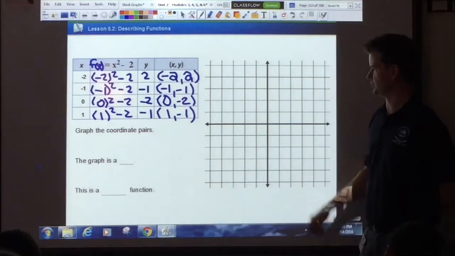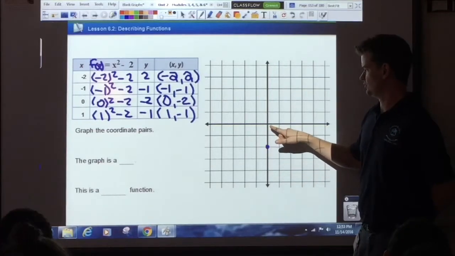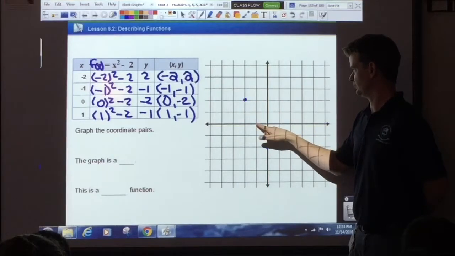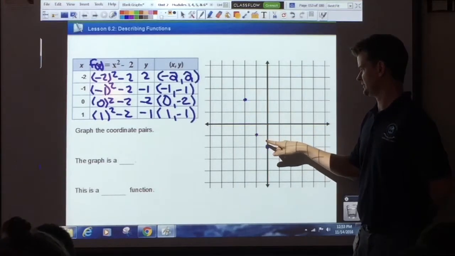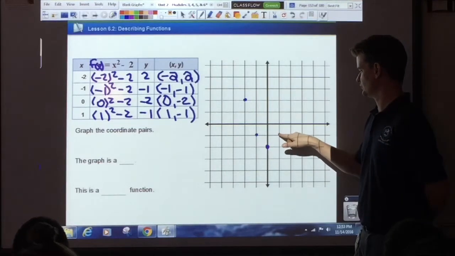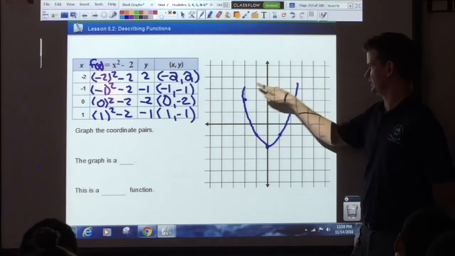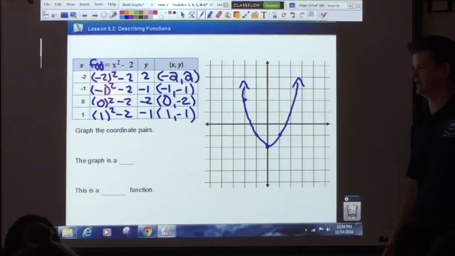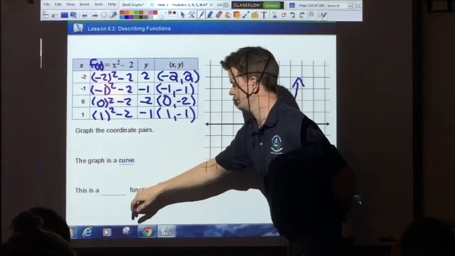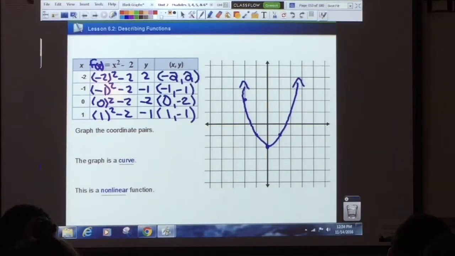So when we graph this, let's go and graph this. 0, -2. And let's see, -2, comma 2, -1, comma -1, and this is what's known as a quadratic equation. So the graph of this is going to look like a parabola, which means it's going to go down and it's going to come back up like that. And then the question is here, is this a linear equation, yes or no? No, the graph is a curve, also known as a parabola. This is a non-linear function.